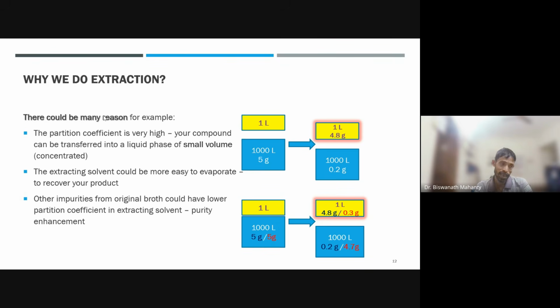So essentially in the aqueous phase, their concentration was 50-50, I mean a 1:1 ratio. But at the end, when separation is done, our target compound is 4.8 gram, but impurity is just 0.3 gram. So our purity has significantly improved compared to our aqueous phase.